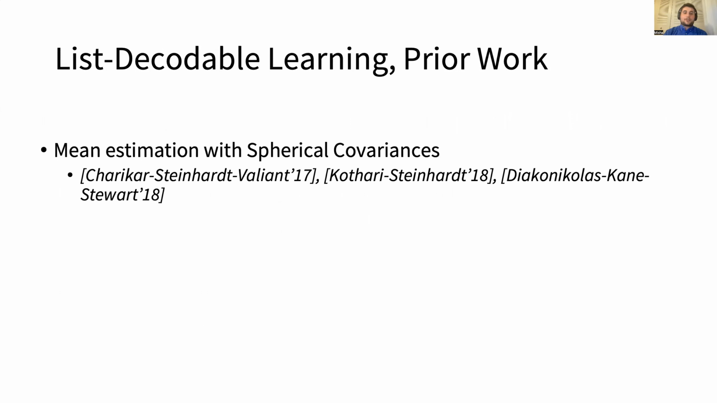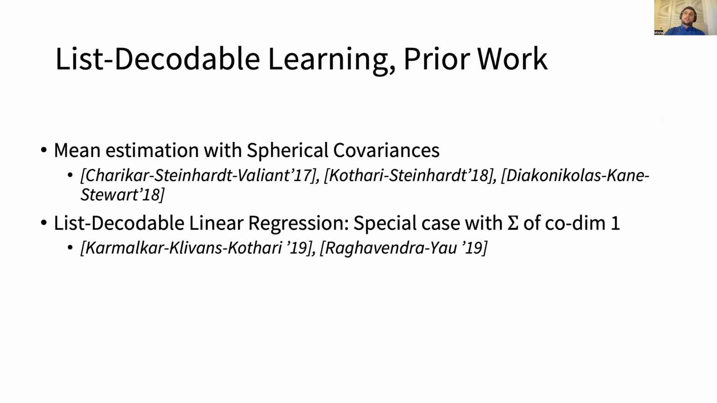This began with the original work by Charikar, Steinhardt, Valiant, and recently has been worked on more by Kothari, Steinhardt, and Diakonikolas, Kane, and Stewart. Next, there has also been work on list decodable linear regression, which is just a special case of list decodable covariance estimation, except sigma is said to be of codimension 1. And this was worked on by Karmalkar, Klivans, Kothari in 2019, and Raghavendra and Yau also in 2019.